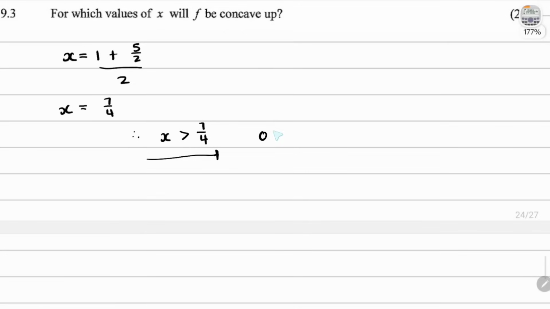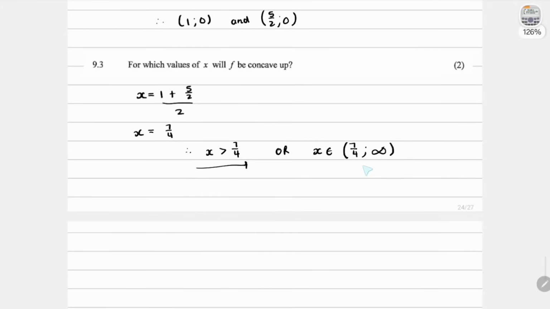Of course, if you want to write these as intervals, it's going to be x is an element of, and it starts at 7 over 4. So you know that it's moving towards parts that are greater. So it starts at 7 over 4 and then ends at positive infinity, moves towards infinity. And there we go. You can write it like that or like that.